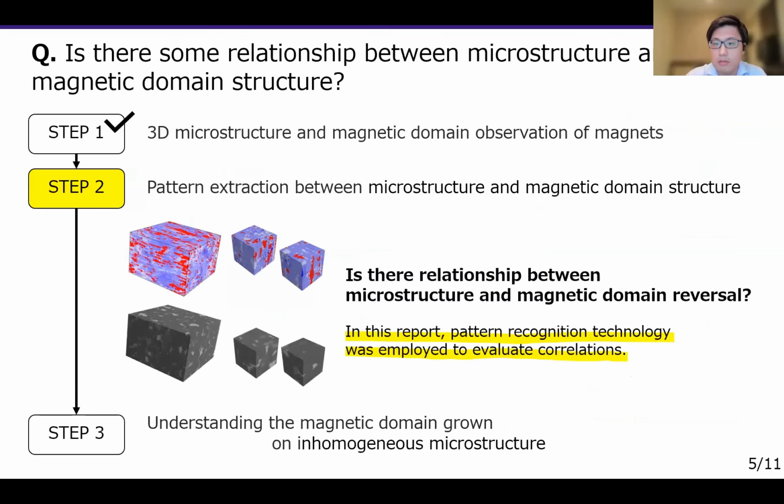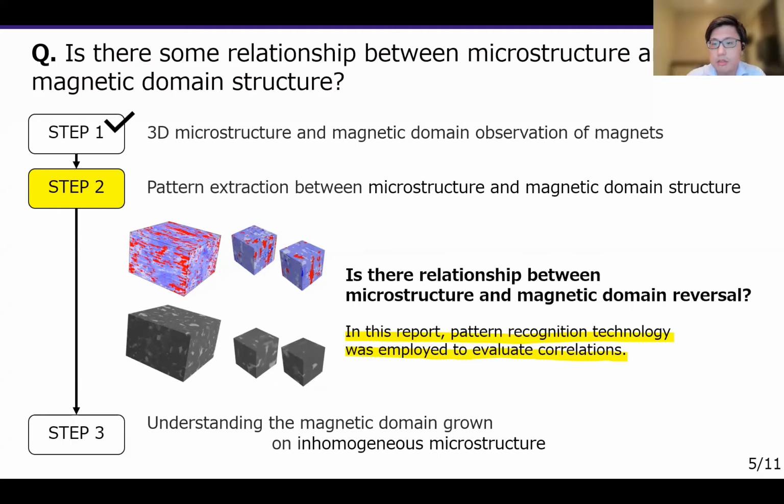So the content of this topic is to analyze patterns using similarity. The ultimate goal is to understand the magnetization reversal process inside the magnet. In the process up to that point, as explained earlier, I had achieved step 1. The next step is to perform the analysis.